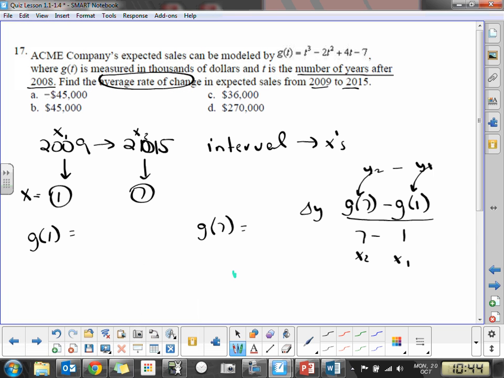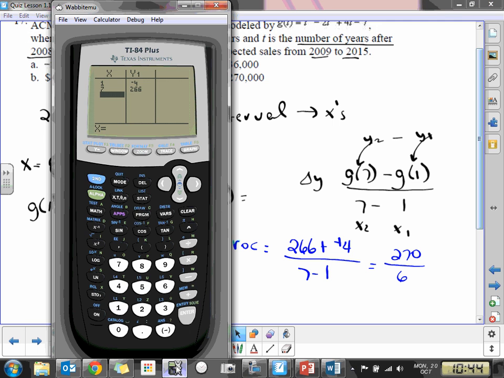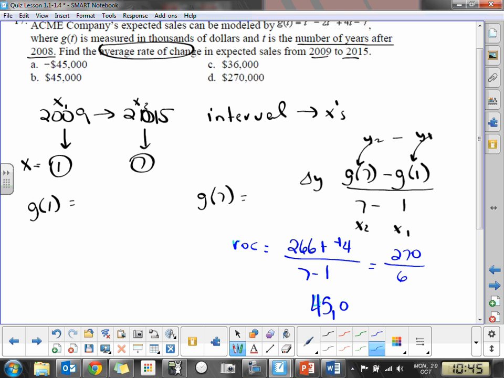So the slope, or my rate of change, is G at 7, which was 266, minus G at 1. They actually lost money in that year, all over 7 minus 1, which is 6. So this is 270 divided by 6. Now we'll run the calculation. 270 divided by 6 equals 45. And since this was in thousands, it's $45,000 is your rate of change.